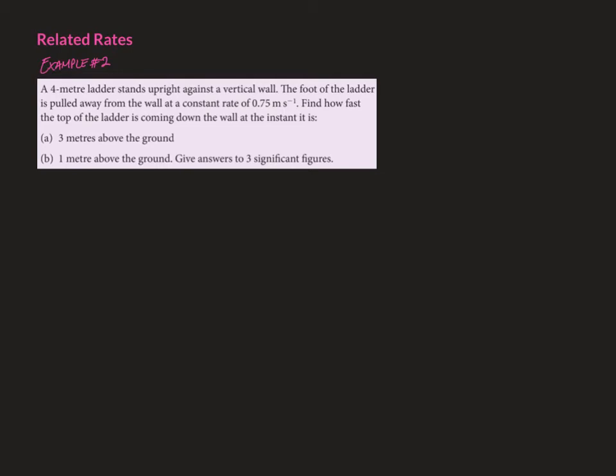I would recommend that we start by drawing a diagram that represents the situation. So we have our floor and we have the wall, and the ladder is going to be at some point diagonally, and the lower part of the ladder is being pulled at 0.75 meters per second. And the question is, how fast is the top of the ladder going down?